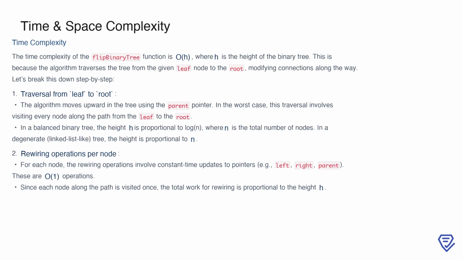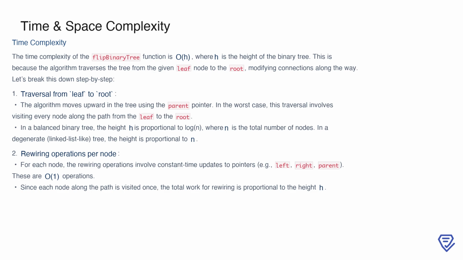The time complexity of the flip binary tree function is determined by the height of the binary tree, denoted as h. This is because the algorithm processes the tree from the given leaf node back to the root, modifying the connections along the way. First, let's consider the traversal. The algorithm moves upward through the tree using the parent pointer, and in the worst-case scenario, this involves visiting every node along the path from the leaf to the root.